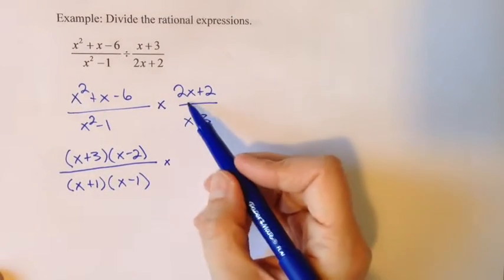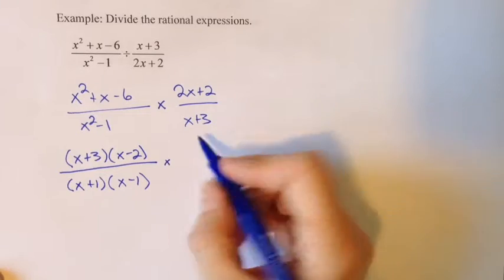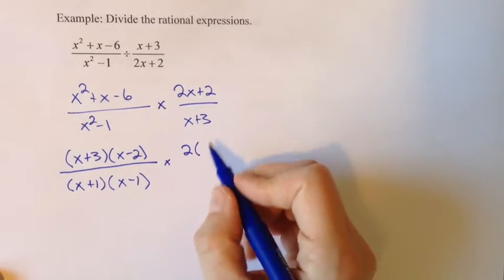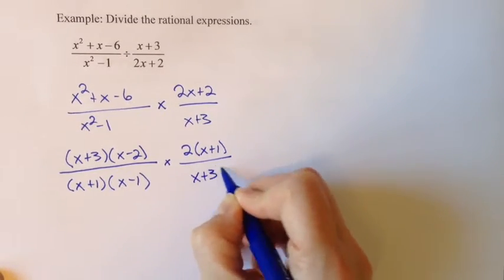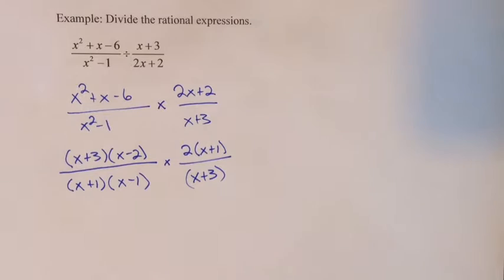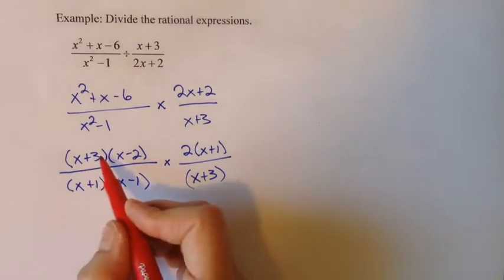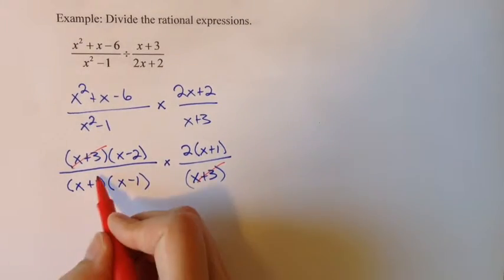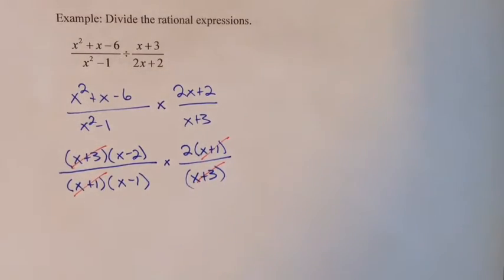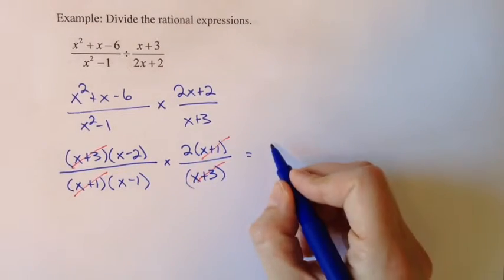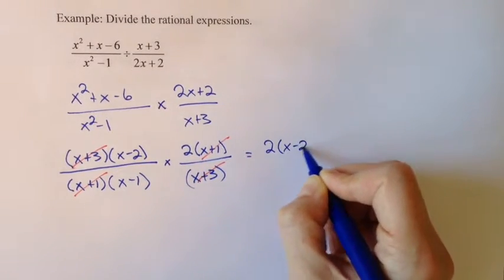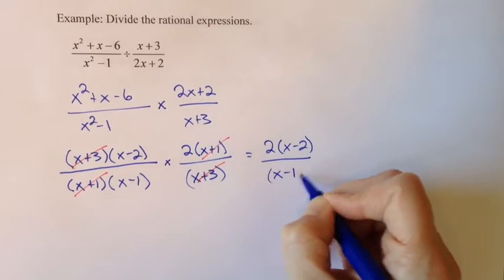On my second fraction, I notice that 2x plus 2 has a 2 in it that I can factor out, leaving me with 2 times x plus 1. And on the bottom, x plus 3 doesn't have anything in common between those two factors, so I'll just write it down as a single factor. Now, finally, I can cancel anything that I have in common on top and bottom. Looks like I have an x plus 3 top and bottom, and an x plus 1 top and bottom. So I can finish this up by multiplying straight across. I have a 2 times x minus 2 on the top, and an x minus 1 on the bottom.